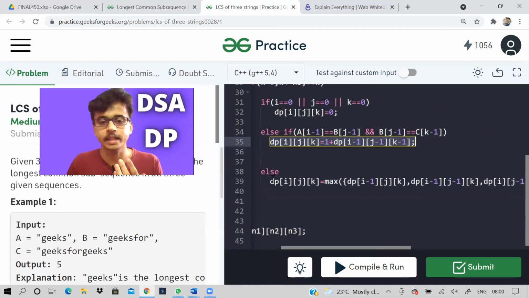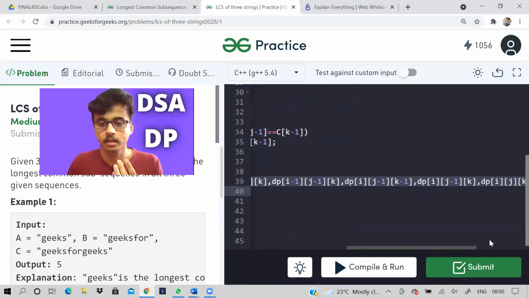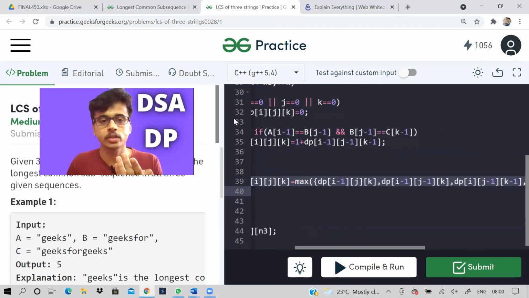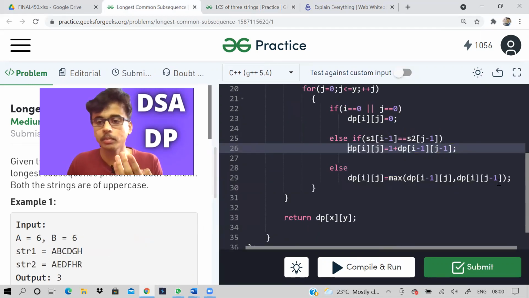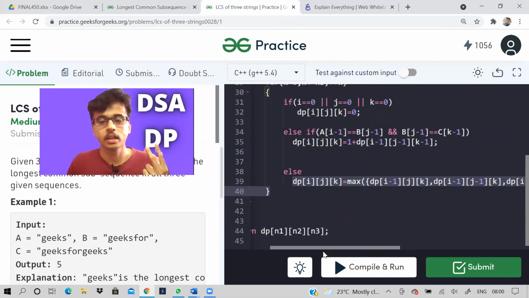Until here it is easy, but over here you have to generate 6 possible answers. Over here, see, there are only 2 possible answers. Either we exclude the character of the first string or we exclude the character of the second string and find the LCS of the remaining. Over here, there will be 2 options for each string, so there will be 6 options in total.